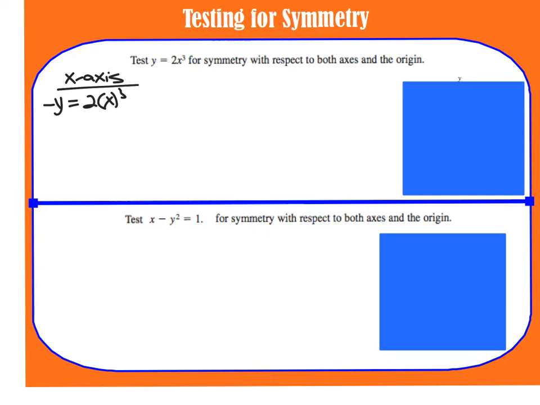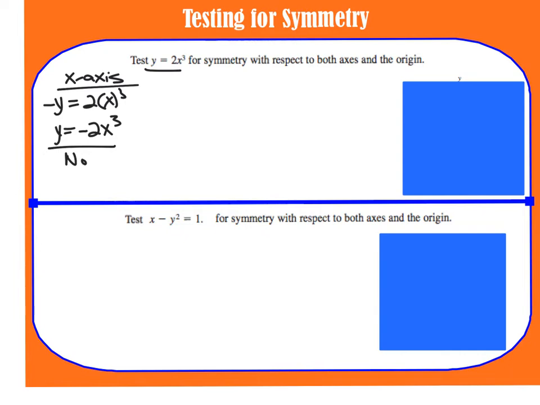So what do we need to do to solve for y? Divide by what? Divide by a negative 1. So when I divide by a negative 1, I end up with y equals negative 2x cubed. Now, I can't go any further. Is this the same as that? No. It's not. They're not equivalent. So does it have x-axis symmetry? No, it does not have x-axis symmetry.